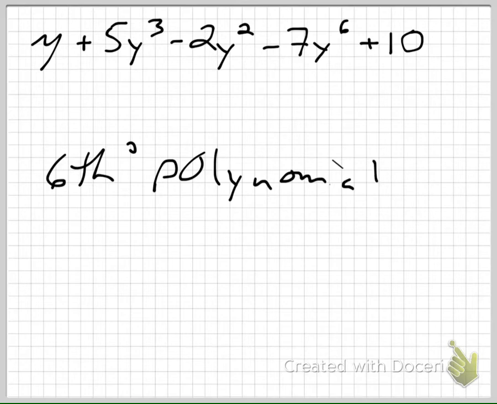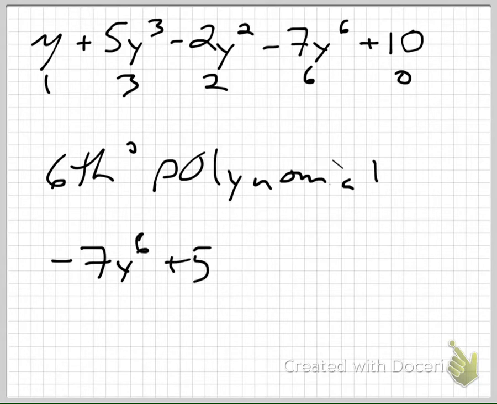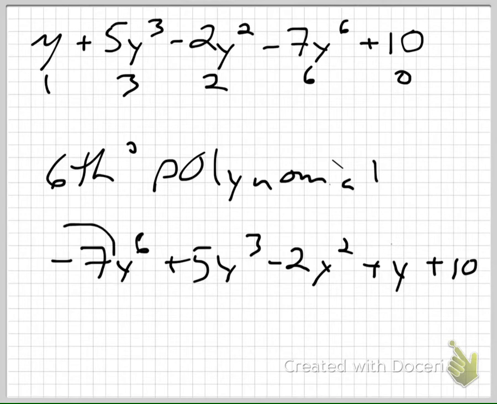Okay, and then how do I write this in standard form? Got to go in order. What I would do for real if I were you, when you've written it down, is you go, okay, there's a 6, there's a 3, 2, 1, 0. So now we're going to go negative 7y to the 6th plus 5y to the 3rd minus 2y squared plus y plus 10. Just put them in order. Grab their signs. They've got to go with them. And then what is the leading coefficient? Negative 7. Everybody get it?